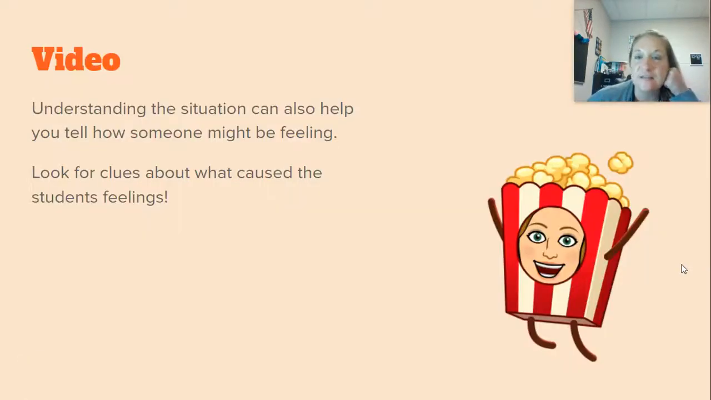And understanding the situation can also help you tell how someone might be feeling. So if you know what's going on around them, it might make sense for the clues that you're seeing for how they feel. So we're going to watch a really quick video, and I want you to look for clues about what caused those students' feelings. All right, I'll see you back here in a few.